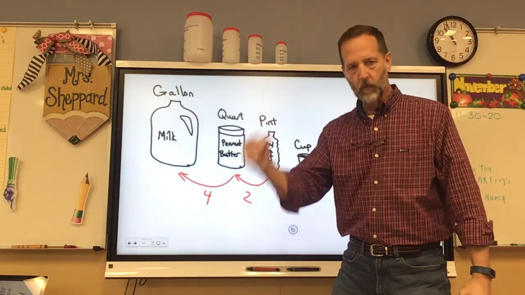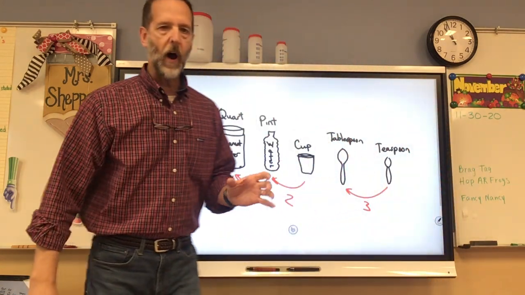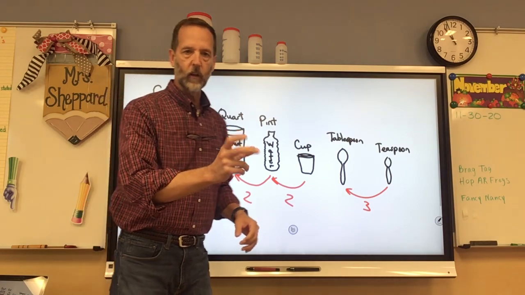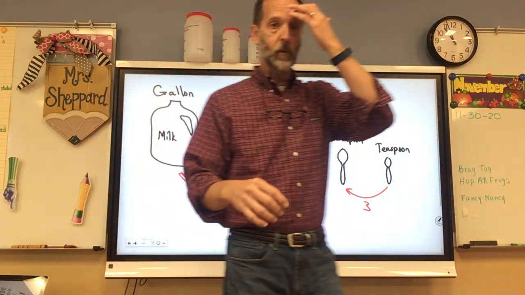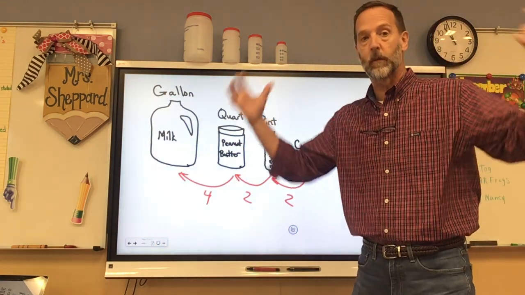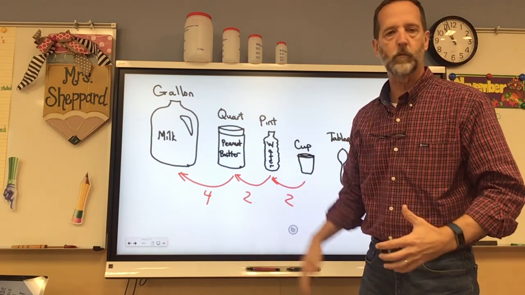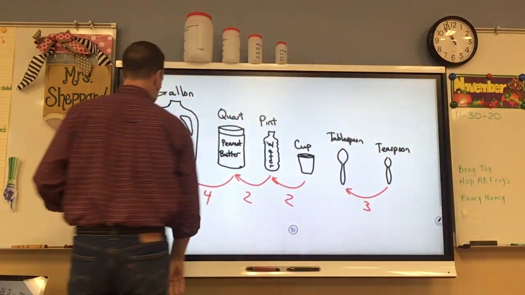The gallon, milk jug, a quart, peanut butter jar, water bottle is a pint, and of course that little styrofoam cup is going to be your cup. All right. So now what I want to do is I'm going to give you some things that I'm going to ask you about the capacity of it, how much would it take to fill it, and I'm going to give you some choices. So we want to talk about the choices that we're looking at.